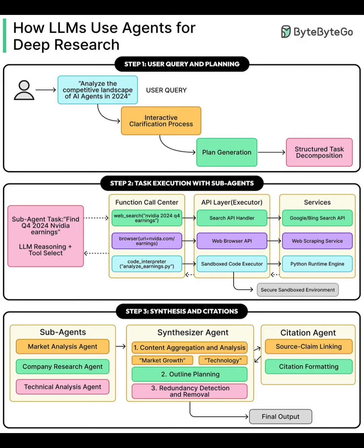On the right, a dedicated citation agent links specific claims to specific sources and formats the references. That's how you get answers that not only feel structured and multi-step, but also show you exactly where each piece of information came from. So at a high level, this architecture splits the work into 3 layers: planning, execution with tools and sub-agents, and synthesis with citations.